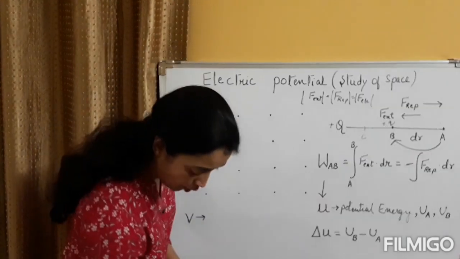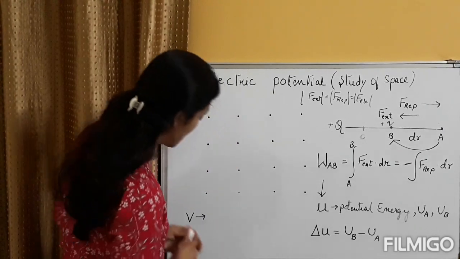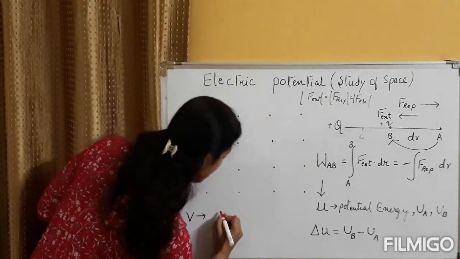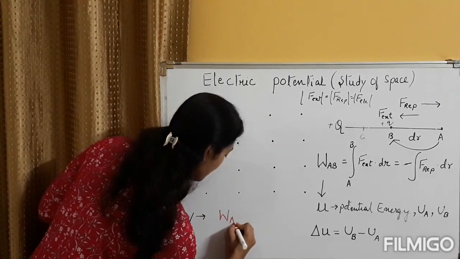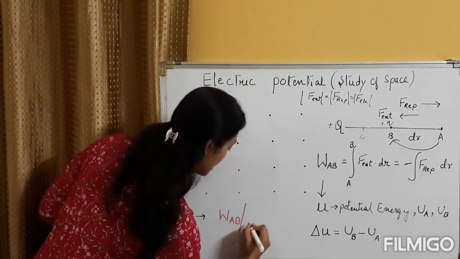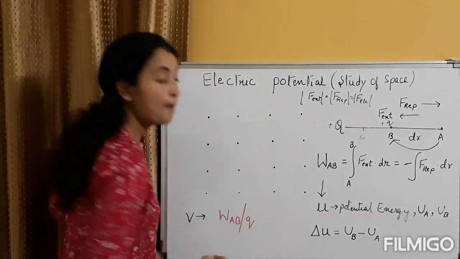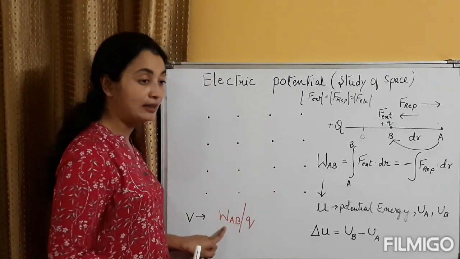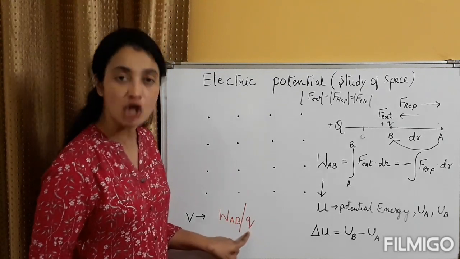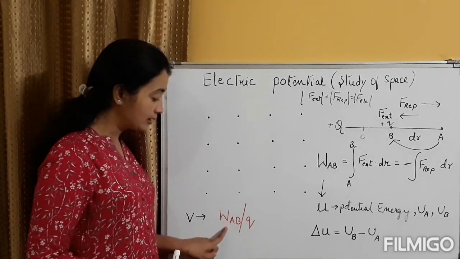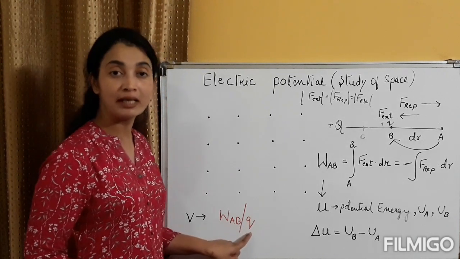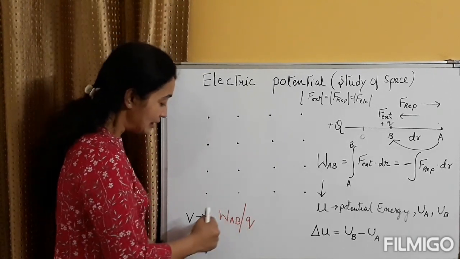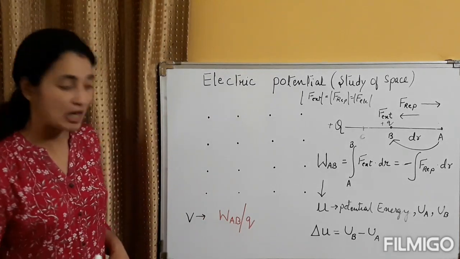Now suppose I take this potential energy and divide it by the charge which we are trying to shift. Work done per unit charge. What is this? Work done in shifting the charge Q from A to B. This is nothing but potential.